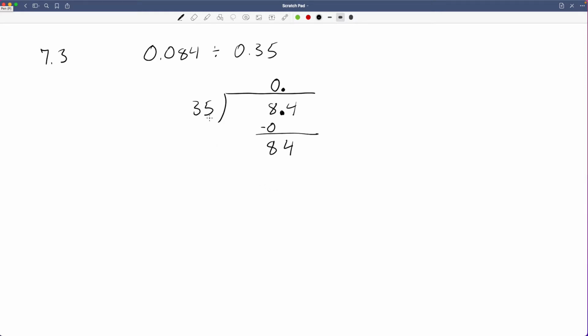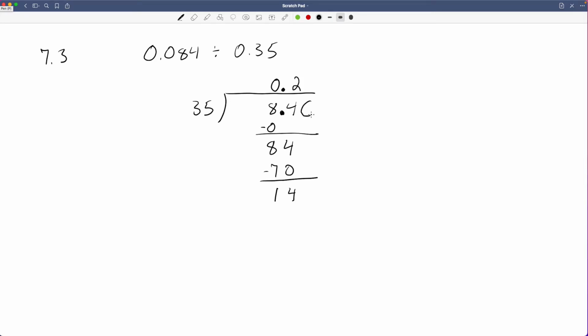So now I can say 35 into 84. That goes 2 times because 2 times 35 is 70. So 2 times 35 is 70. Let's see what we have left. I have a 4 here and I have a 1 here. So I have 14 left. But I ran out of numbers. So what do we do? Here's what we do.